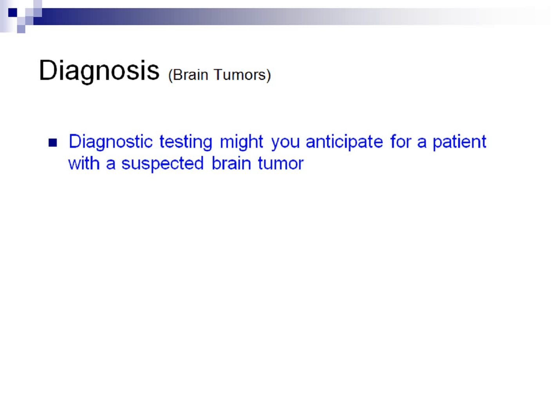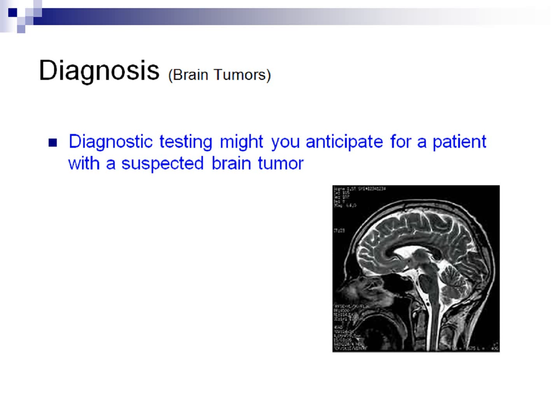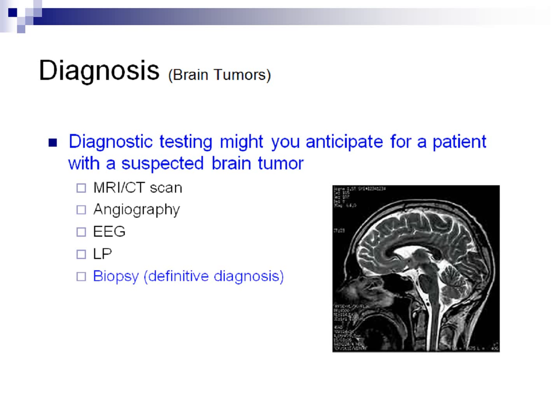So if we think about what testing we might do if we have a child who presents with these particular symptoms and we suspect a brain tumor, obviously the first things we're going to do are imaging studies. We're going to start with an MRI or a CT scan and see if we can actually see a tumor on the scan. In addition, we may need to differentiate whether there's vascular flow, whether it is actually a tumor versus a vascular defect. It could be an aneurysm, so angiography may be important.